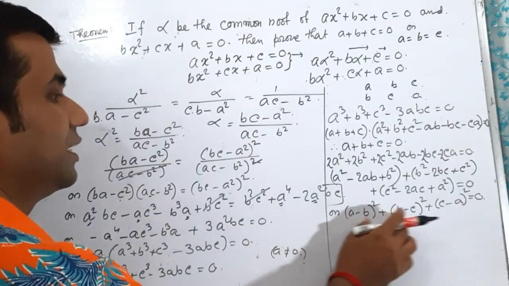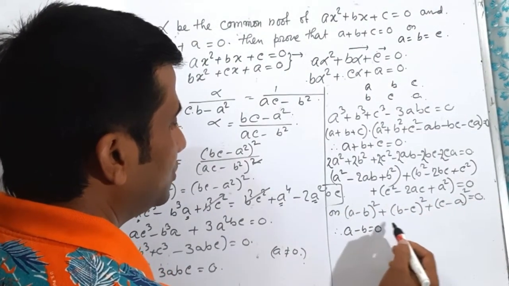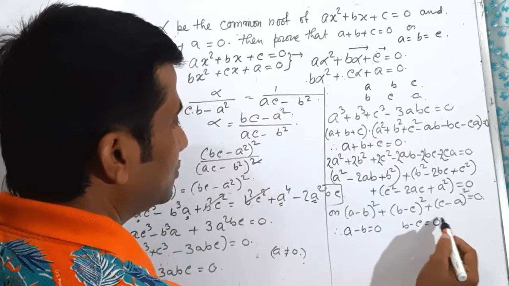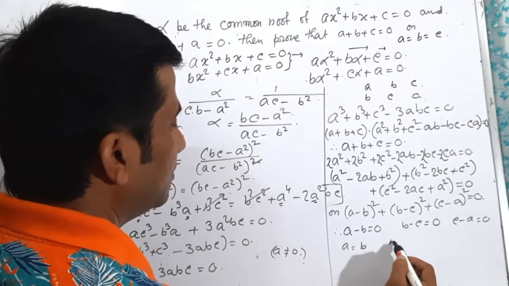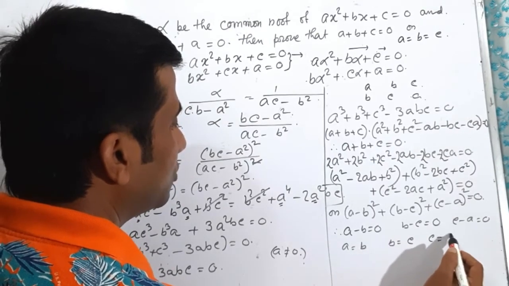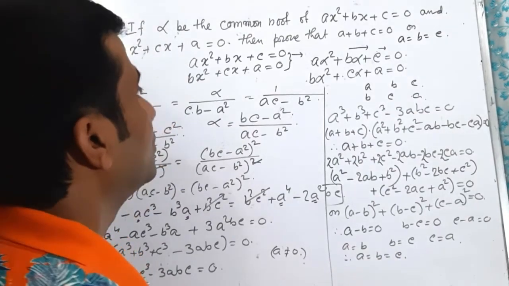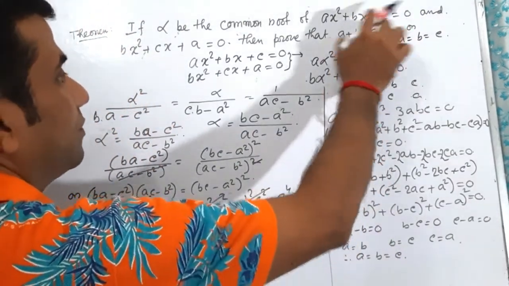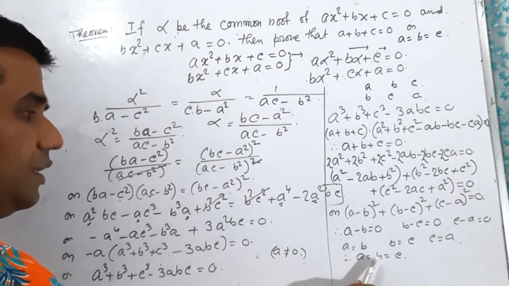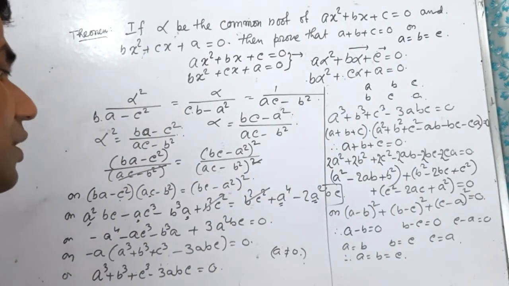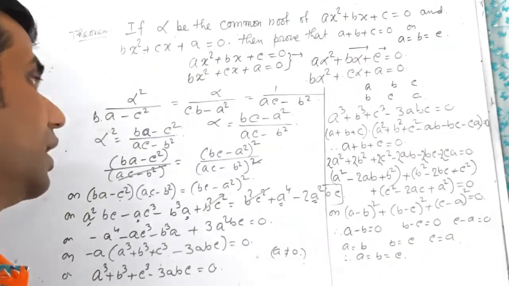Then each and every term is 0. Then we get a minus b is equal to 0, b minus c is equal to 0, c minus a is equal to 0. That is a equal to b, b equal to c, and c equal to a. Then a equal to b equal to c. So we get a plus b plus c is equal to 0, or a equal to b equal to c. This is your proof.